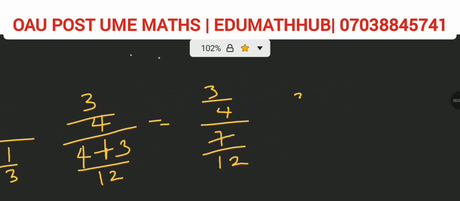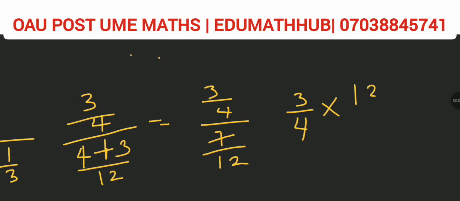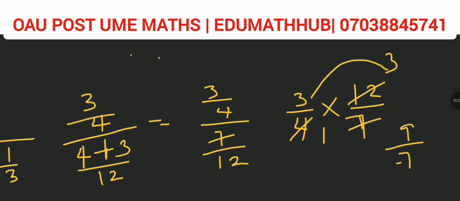So it will be 3 over 4 times, then 12 goes up, 7 comes down. Then from here, you just try to simplify. 4 here 1, 4 in 12 is 3. So 3 times 3 will give you 9. Okay, 9 over 7. But the question says we have to find the reciprocal of this. If you simplify everything, you're going to get 9 over 7. But the question says we should find the reciprocal. So the final answer will be 7 over 9.